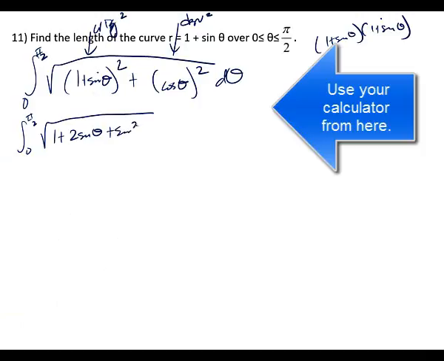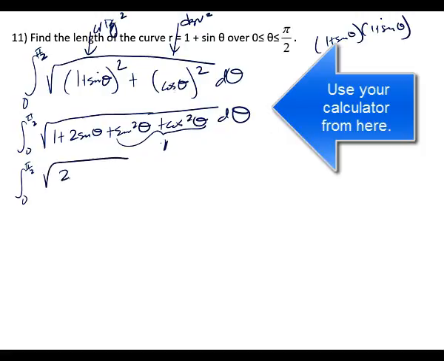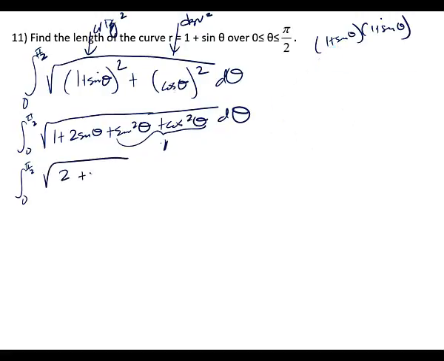Plus sine squared theta. Okay. And then this thing is just going to be cosine squared theta. All right. What is sine squared plus cosine squared? It's 1, isn't it? So what's 1 plus 1? It's 2. So I've got the square root of 2 plus 2 sine theta d theta.